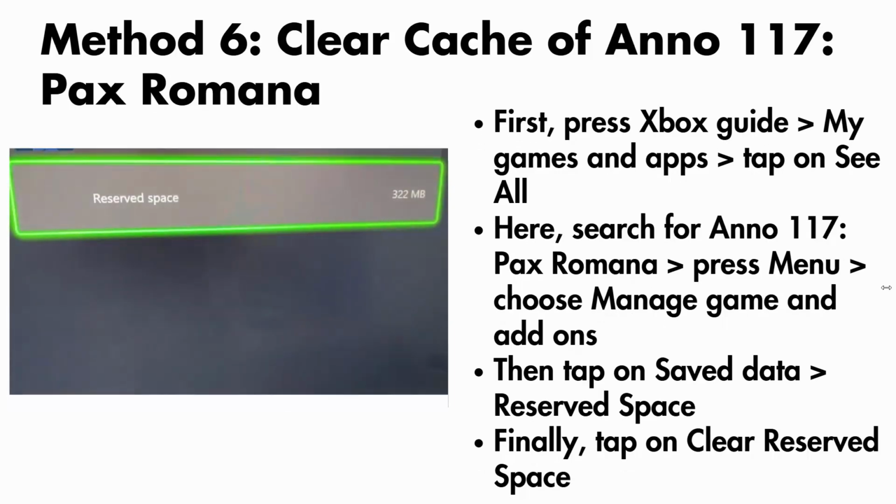Next is to clear cache of Anno 117 Pax Romana. For that, press Xbox guide, then my games and apps, then tap on see all. Here search for Anno 117 Pax Romana game, then press menu. Now choose manage game and add-ons, then tap on save data and then click on reserved space. Finally tap on clear reserved space.